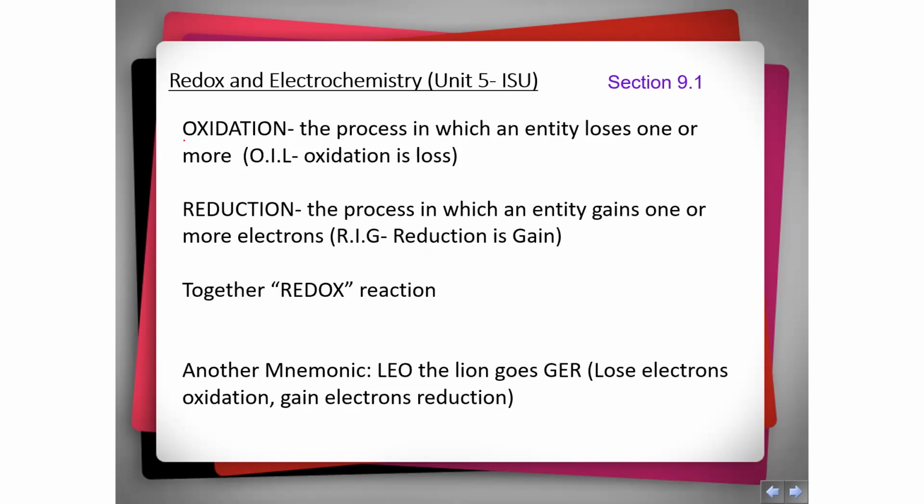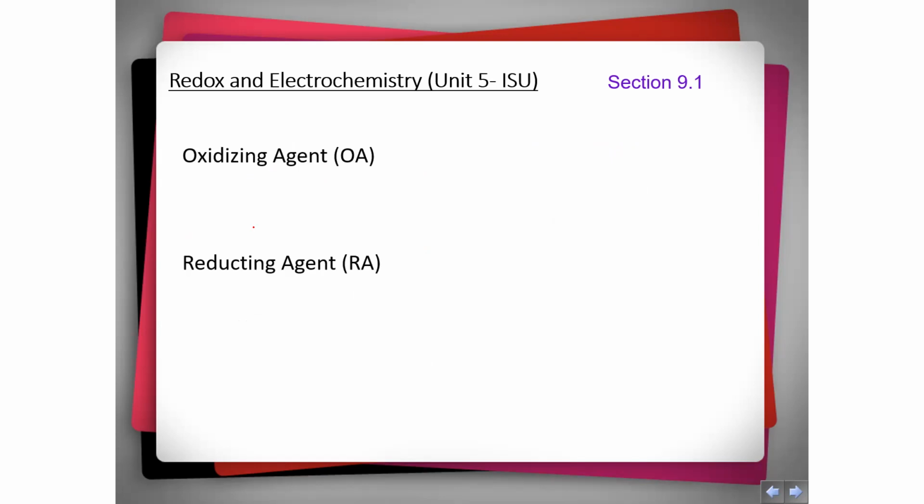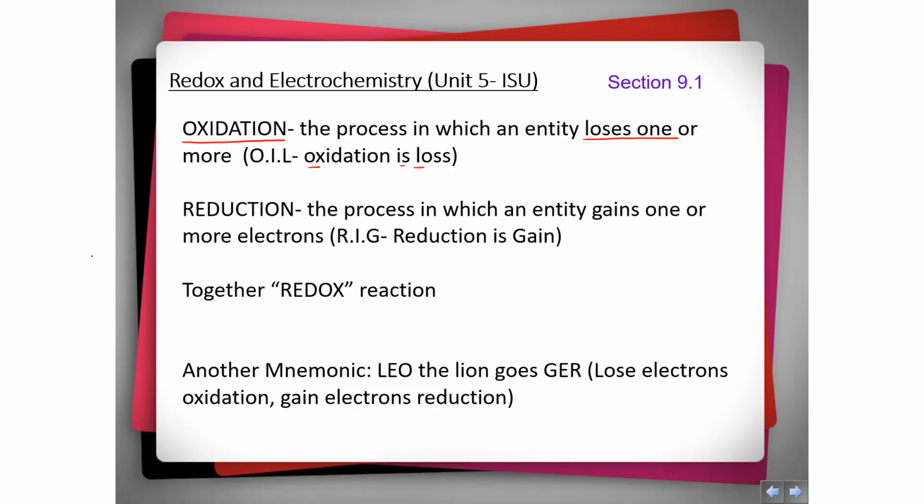Okay, first thing you have to know is some basic definitions. The definition of an oxidation is the process where something loses 1 or more electrons. You can remember that with the mnemonic OIL. Oxidation is a loss. It's a loss of electrons. Now, if something loses electrons, something else gains electrons. So we have reduction. Reduction is the process by which something in a reaction gains 1 electron. I know it's weird. It's gaining an electron, but the word is reduction. So reduction is a gain.